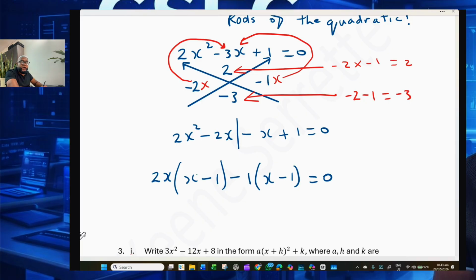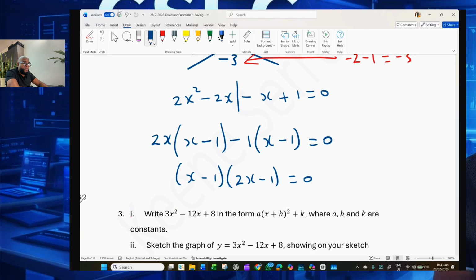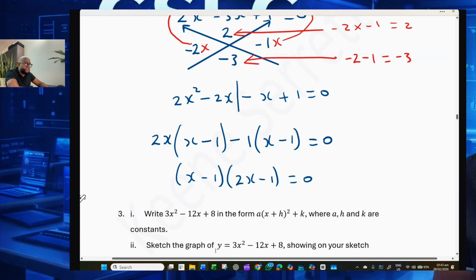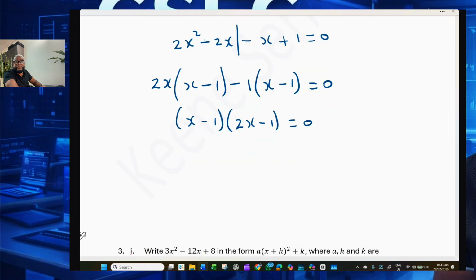The two brackets become 1, and what is in front of each bracket forms the next bracket. Everybody good there? So this here is my quadratic function after I factorize it. I still have to solve each one of these brackets separately to get the values of x.